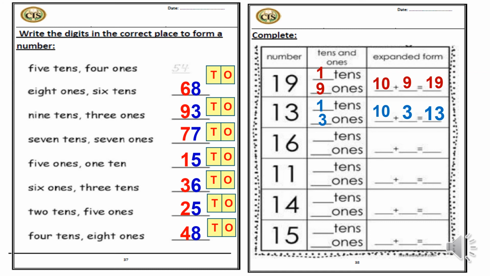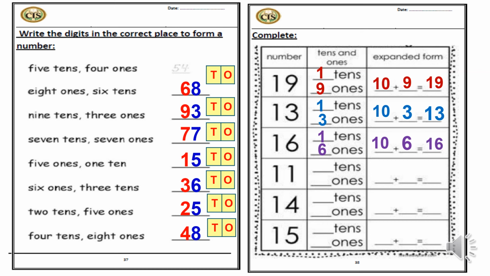Okay, next I have here number 16. So in tens I will put which number? 1. In ones, 6. Okay, to get the expanded form we want to know the value of 6 in ones. It will be 6. 1 ten, its value equals 10. So 10 plus 6 equals 16.